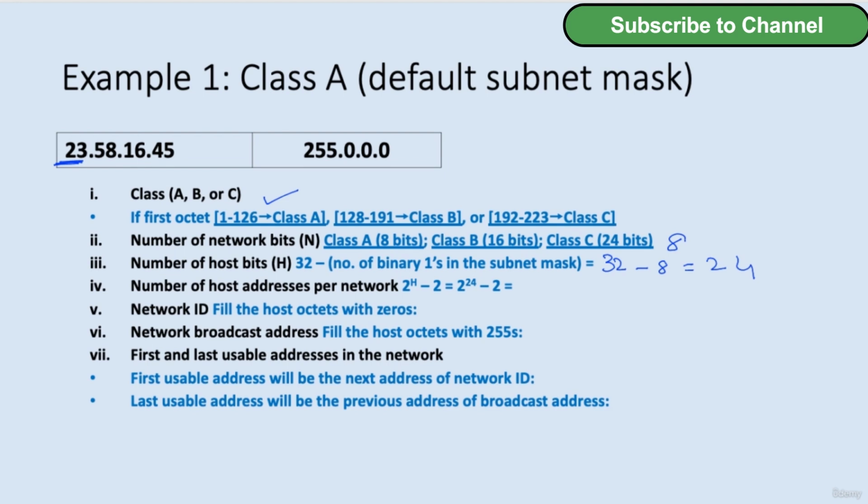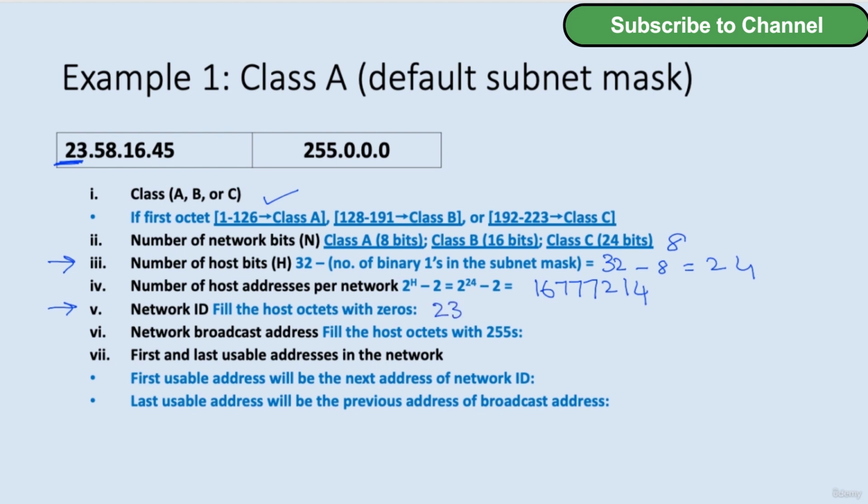Number of host addresses per network. Because of these 24 host bits, how many hosts can we address? The formula is 2 raised to the power h minus 2. The value of h we determined is 24. So the value will be about 16 million. Okay, so network ID: fill the host octets with zeros. The host part is, as you see in the third item, 24-bit. It means the last 3 octets. The network ID is determined by filling the host octets with 0. It means I have to fill the last 3 octets with 0.